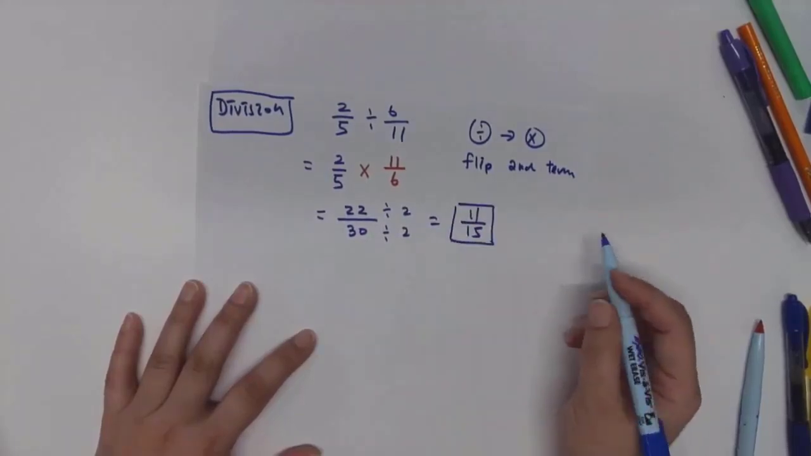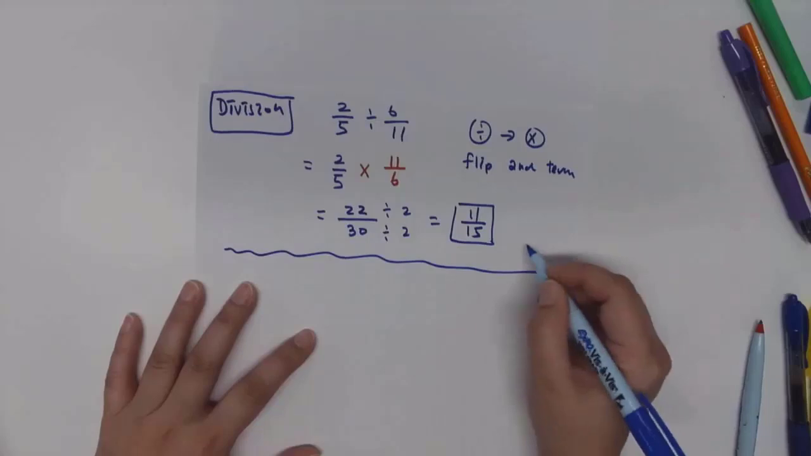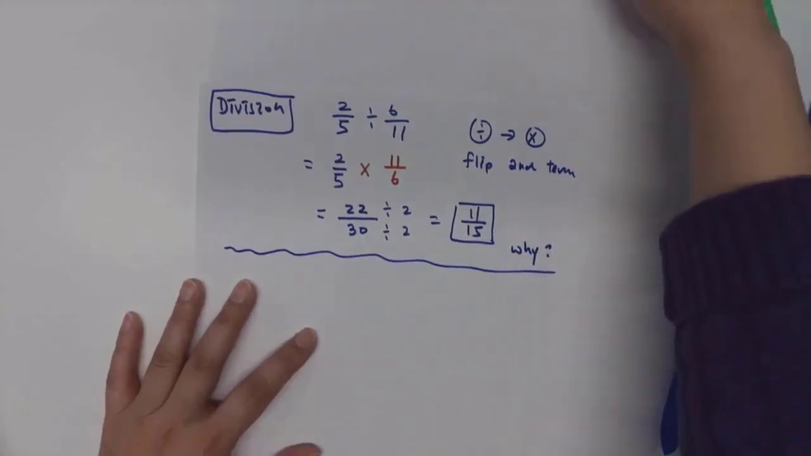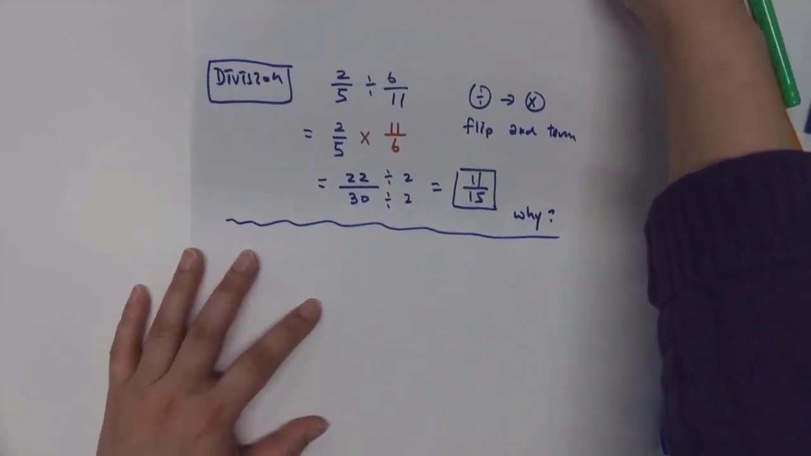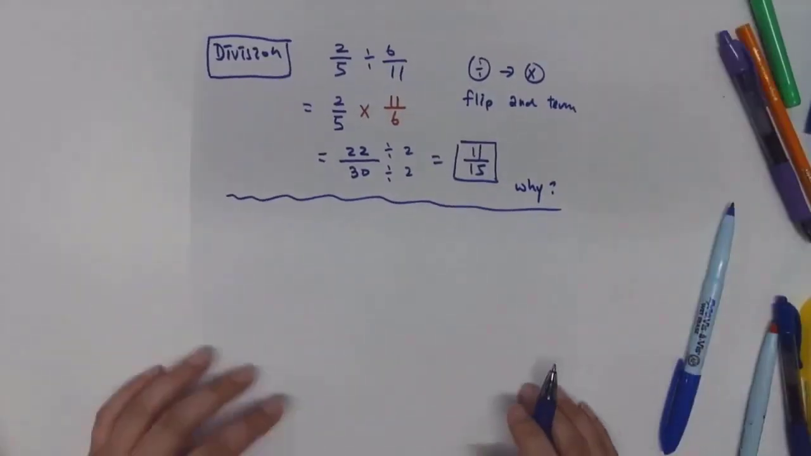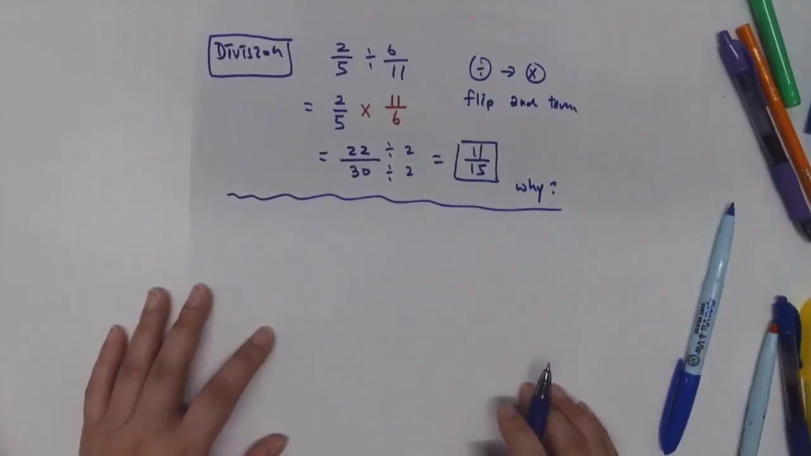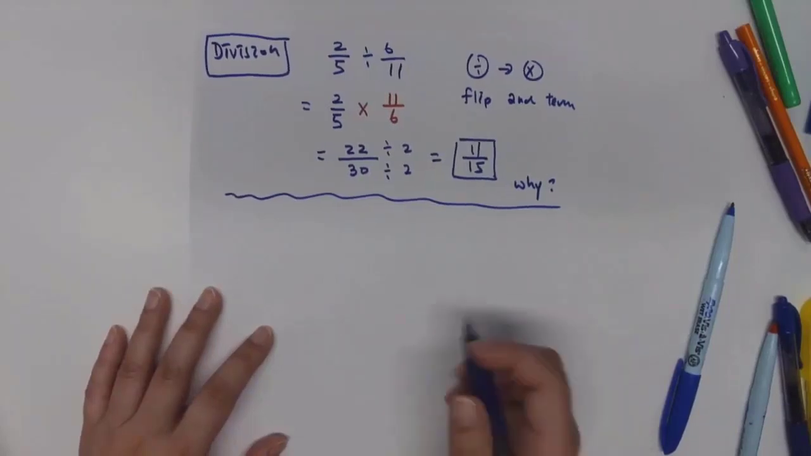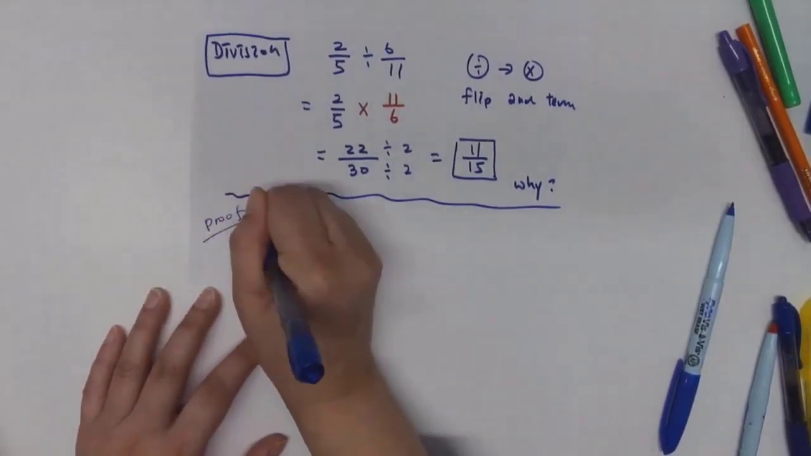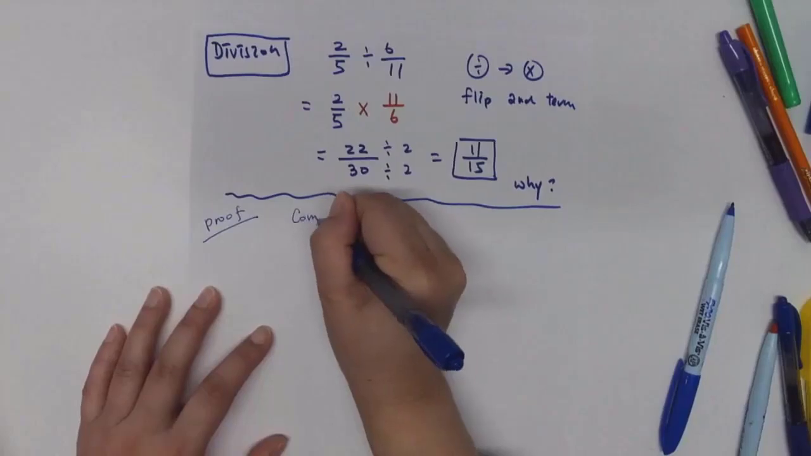One of the questions is, why does this work? We want to be able to prove to you that this works. Some of the schools say you don't need to know why to invert and multiply, so that's not a very good way to teach anything. They want us to show you the proof by using complex fractions.